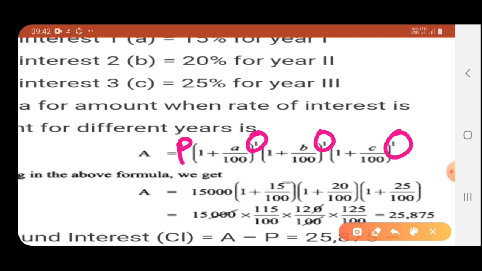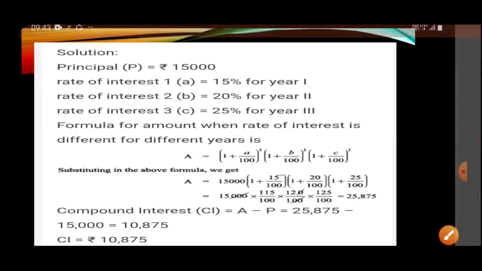Now we have to substitute the values. Our P value 15,000, 1 plus our A value 15 by 100, our B value 20 by 100, our C value 25 by 100. Okay, now we have to cross multiply. These brackets we have to simplify. So 1 into 100, 100, 100 plus 15, 115 by 100. Next 1 into 100, 100 plus 20, 120 by 100. Next 1 into 100, 100 plus 25, 125 divided by 100. Now we have to simplify this answer. Listen.